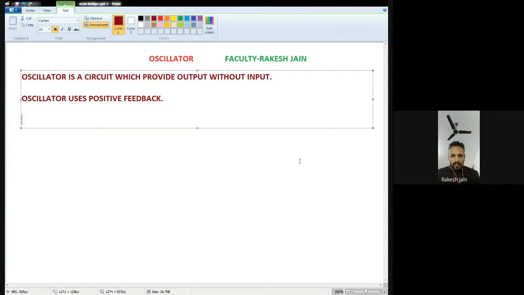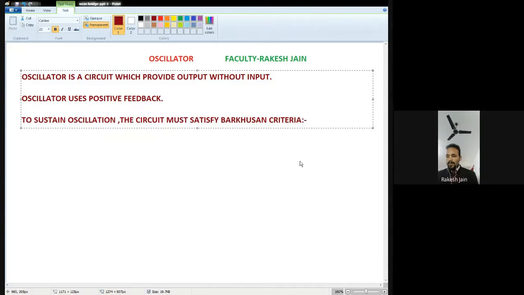right? Any oscillator, to sustain the oscillation, must satisfy a criterion that is known as the Barkhausen criterion. To sustain oscillation, the circuit must satisfy the Barkhausen criterion. It is also known as the Barkhausen criterion to sustain the oscillation.